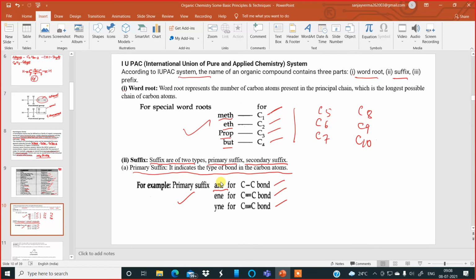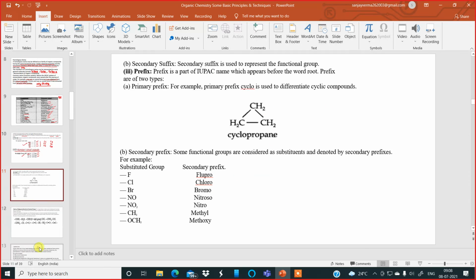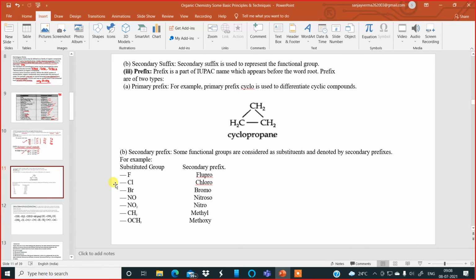Now we will proceed further to the next slide over here, explaining you the secondary suffix. The secondary suffix is supposed to represent the functional group. Which functional group is there? If there is an OH, we write -ol. If there is CHO, we write -al. If there is COOH, we write carboxylic acid. If there is NH2, we write amine and so on. So this we will get it clear when we do the specific examples in the IUPAC nomenclature.